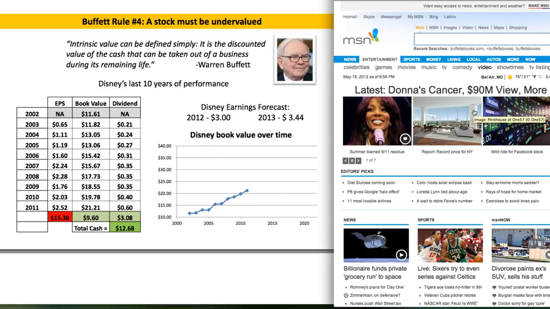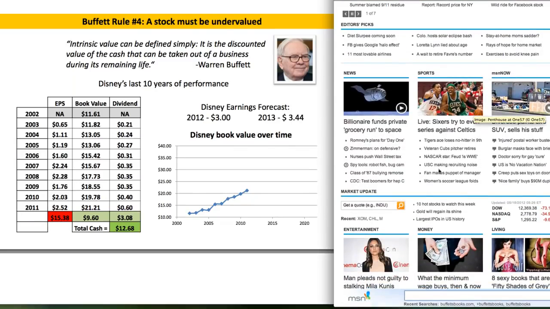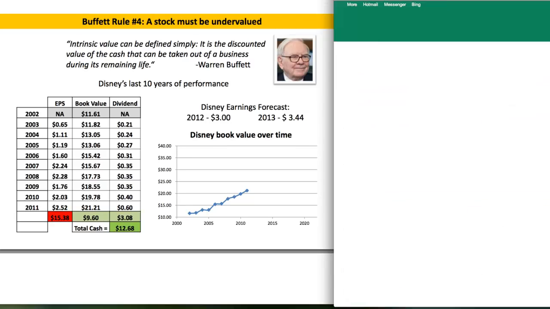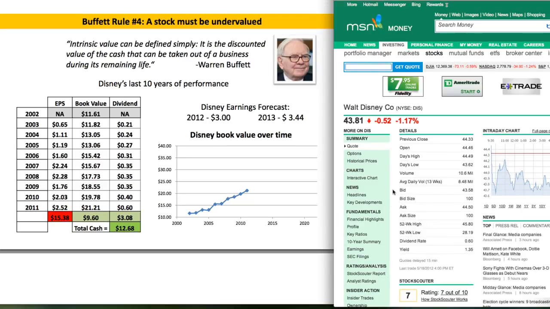Okay, so here we are at MSN, their top level page, and we're just going to scroll down and enter the Disney ticker, which is DIS, and hit enter. Okay, and it pulls up the Walt Disney Company.